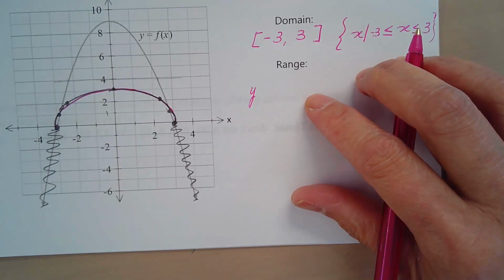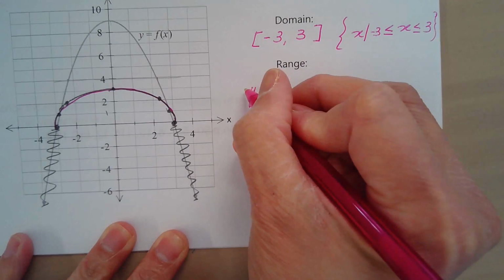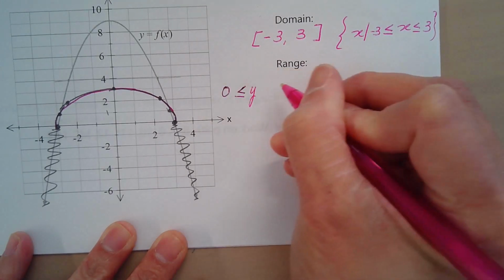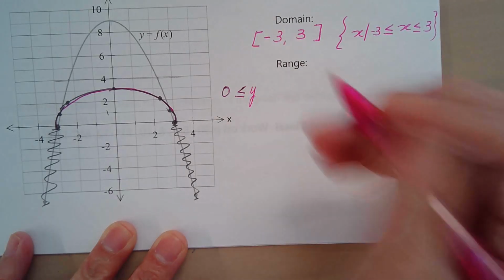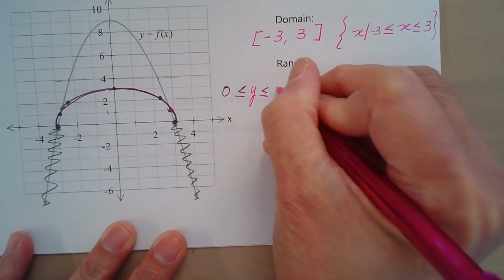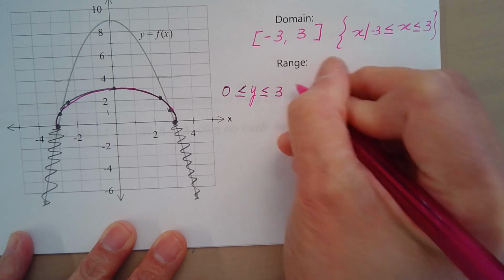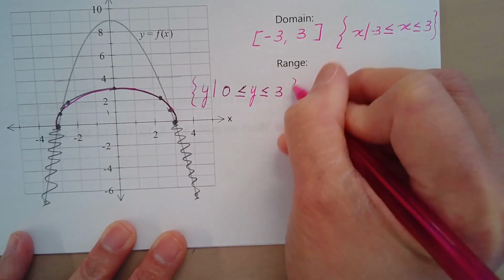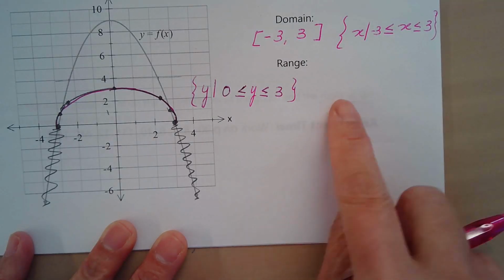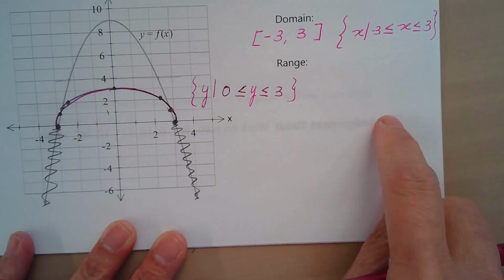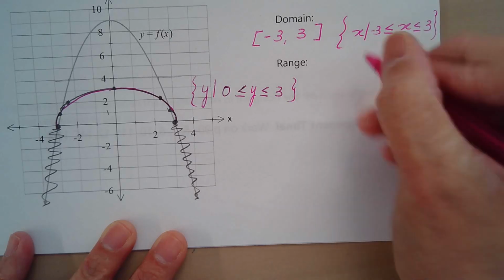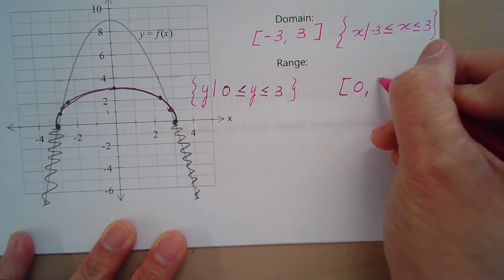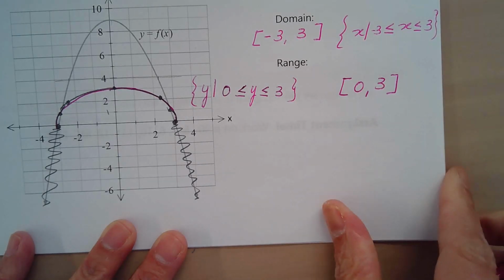Okay, so how do we do 0 to 3? Y is greater than or equal to 0, because you read it backwards, but less than or equal to 3. Y such that. Okay, what's the other way? This is a set notation way. The interval notation would be from 0, including 0, to 3.